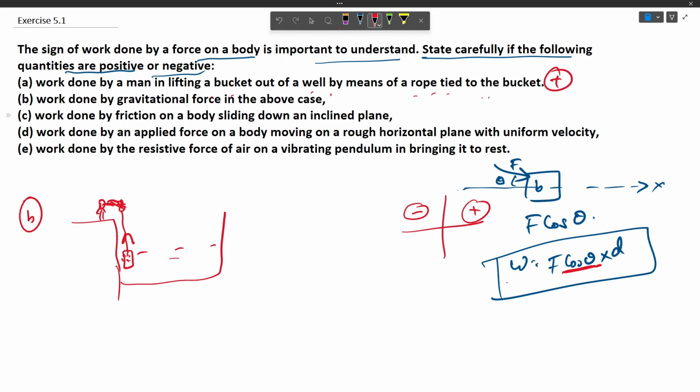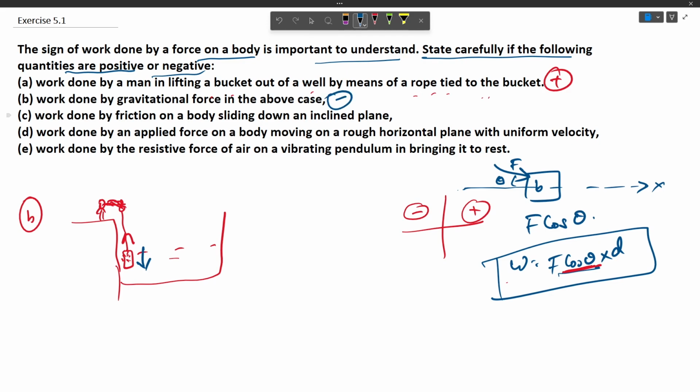Now in the second case, we have work done by the gravitational force in the above case. Here we have a force acting in the downward direction, and the bucket of water is being lifted in the upward direction. So the angle between these two is 180 degrees, and 180 degrees means cos theta is -1. So we can say that work done is going to be negative in this case.